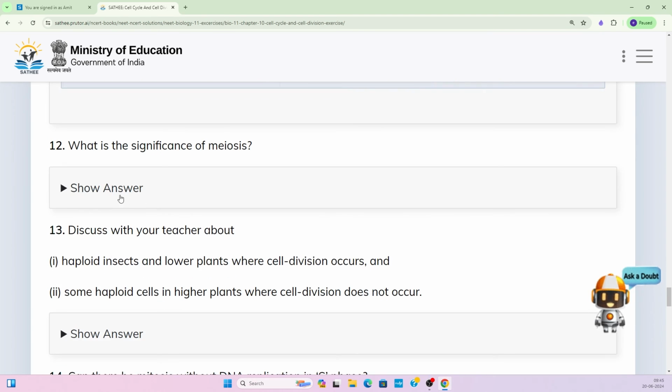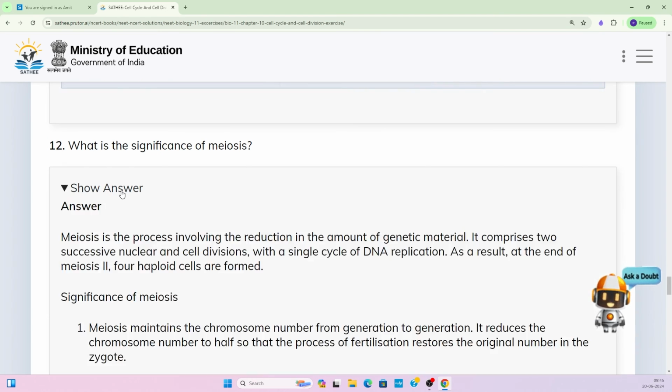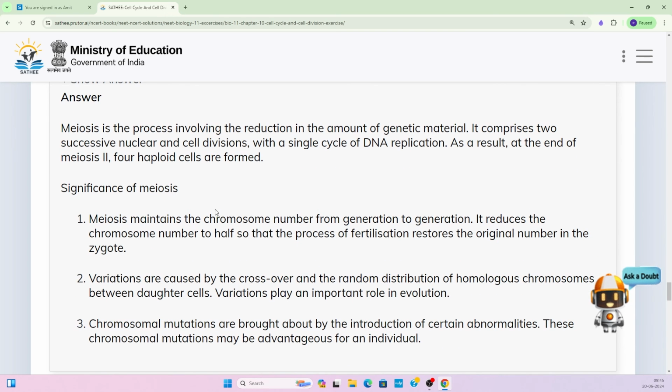Next difference, what is the significance of meiosis? What is the use of meiosis? Meiosis is the process involving the reduction in the amount of genetic material. It comprises two successive nuclear and cell divisions.